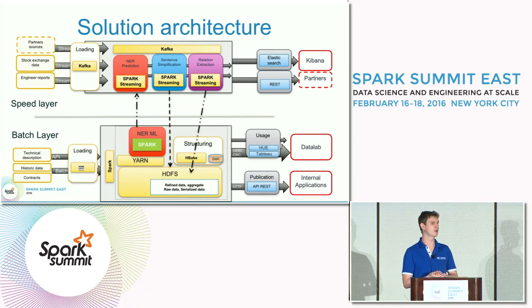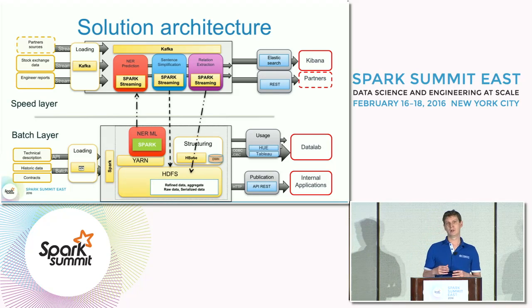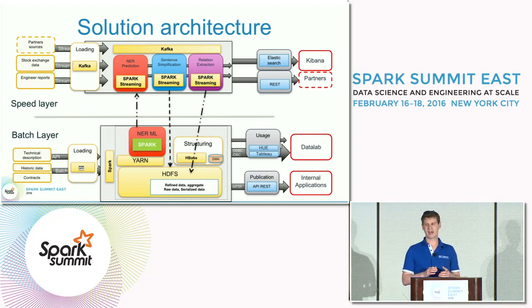The first one is the NER prediction, which is extracting the location and so on, as Yana told you. And we have one job which is running both the sentence simplification and the relation extraction. Once we have done the relation extraction, we are putting it inside HBase and inside Elasticsearch, the search engine, and also exposing it with the REST API. And we have built some dashboards with Capgemini, and we are exposing some filtered data to our partners.